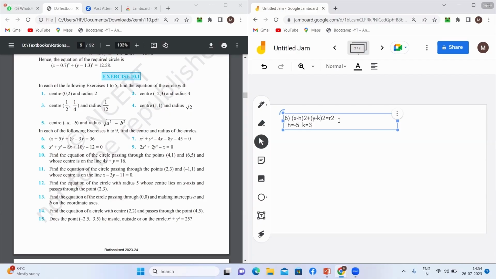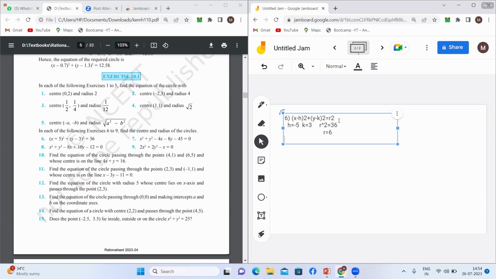Okay. So we have calculated the value of h, we have calculated the value of k, now we have to calculate the value of r. So we are given that r square is equal to 36. Okay, so from here everybody can see that the value of r is equal to 6. So we have calculated h, k, and also the radius. So we have calculated the center and radius of the circle.